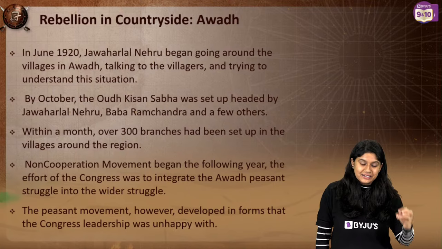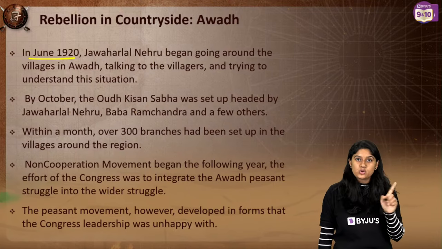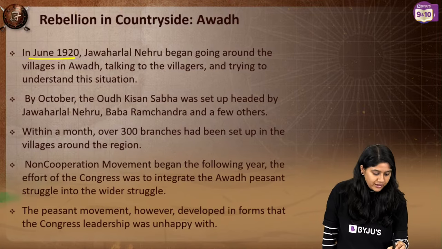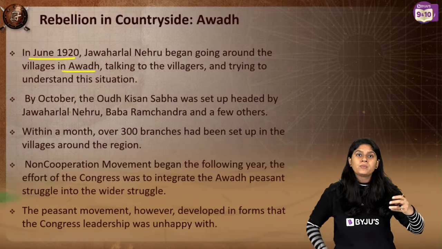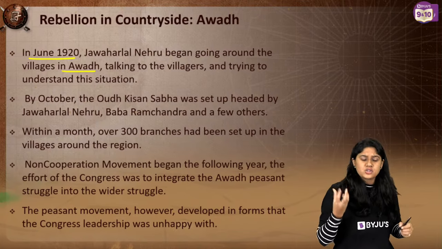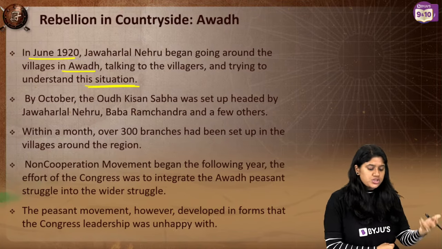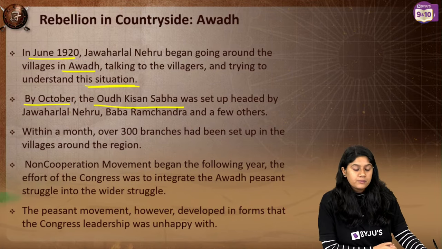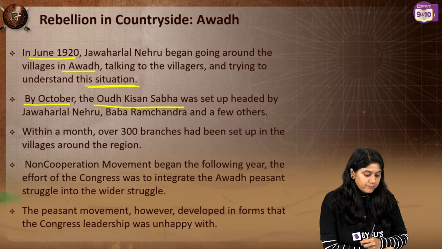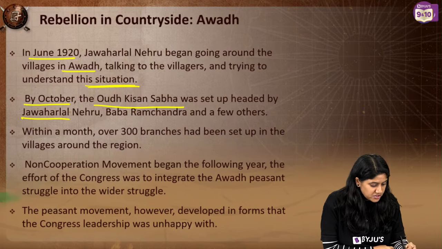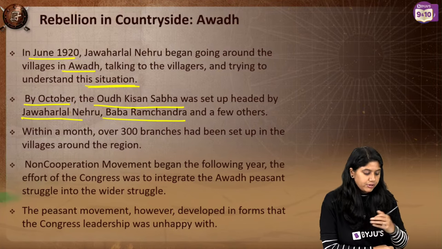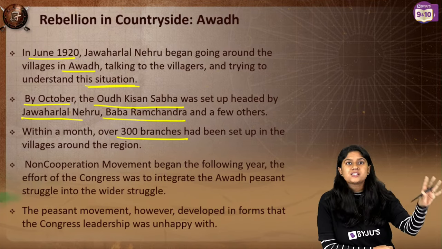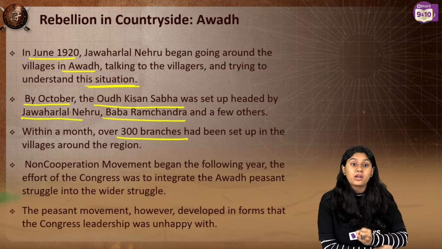Then what happened later, in June 1920, Jawaharlal Nehru ji was having a tour all around the country and he visited Awadh. He talked to the different people to understand the situation. And by October, we have the formation of the Awadh Kisan Sabha, headed by Jawaharlal Nehru and Baba Ramchandra and a few others. Within a few months, we have 300 branches across the region. So of course this movement picked up very fast.